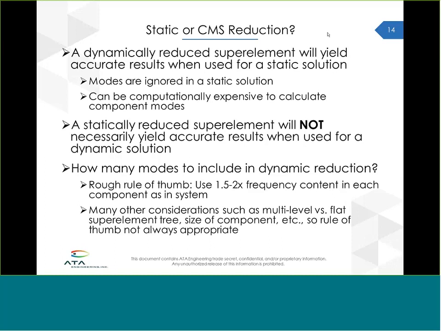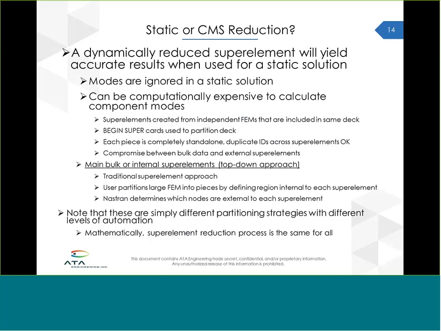A very rough rule of thumb for how many modes to include in your dynamic reduction is about 1.5 to 2 times the frequency content of the system. So if you want your system level modes to be accurate to 100 hertz, very rough rule of thumb is to say, well, we'll go to 200 hertz for your component. I wouldn't write that down as gospel. It's a rule of thumb. There's lots of other considerations that go in, but that at least gives you a ballpark estimate of what you need to do when doing a dynamic reduction.